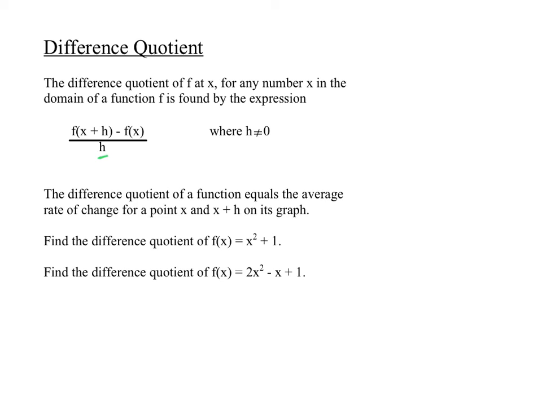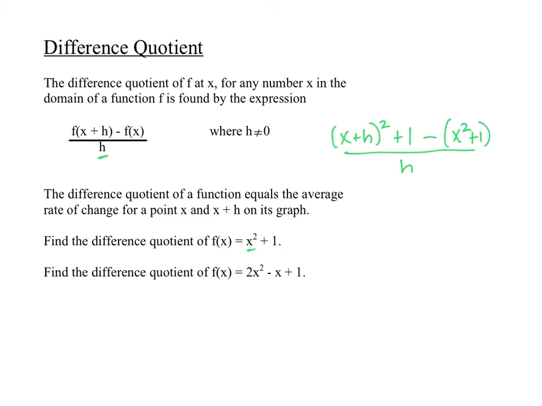So let's do the first example. I'm using my function f of x equals x squared plus 1. I'm going to first write down f of x plus h, which is x plus h quantity squared. So everywhere there's an x, I replace it with x plus h, plus 1, minus the original function, which in this case is x squared plus 1. Don't forget, you're going to have to distribute that minus. You're subtracting the whole function x squared plus 1, all divided by the variable h.